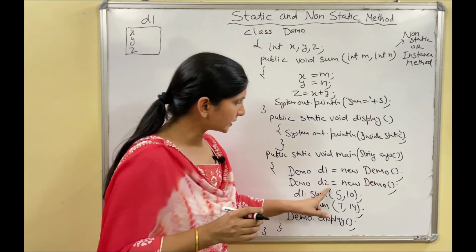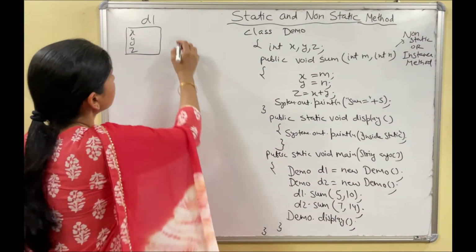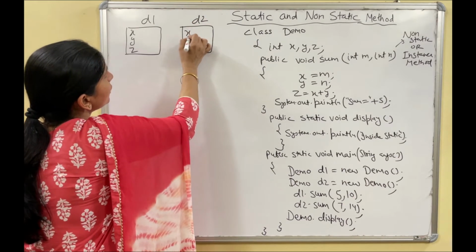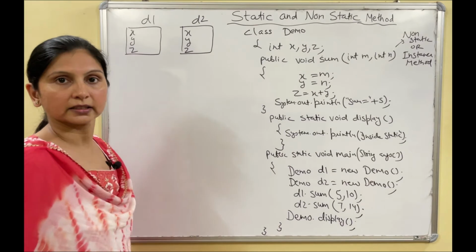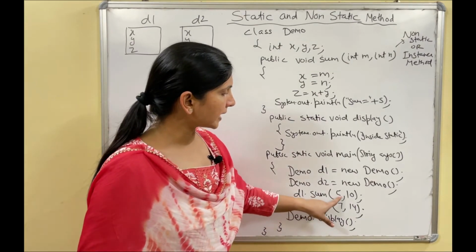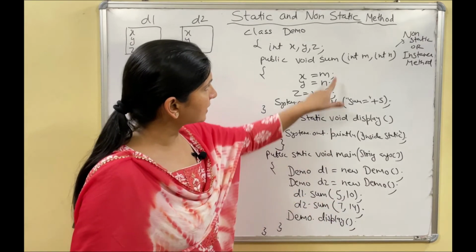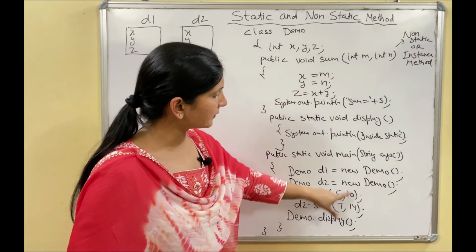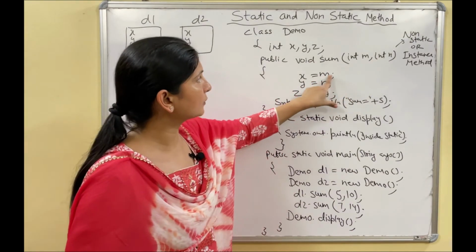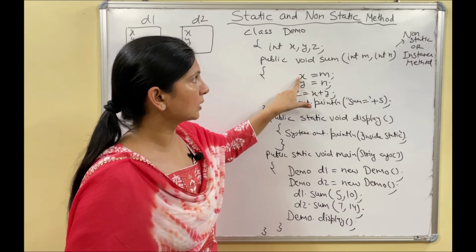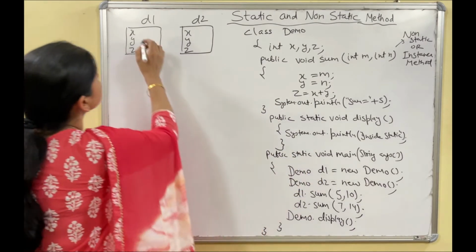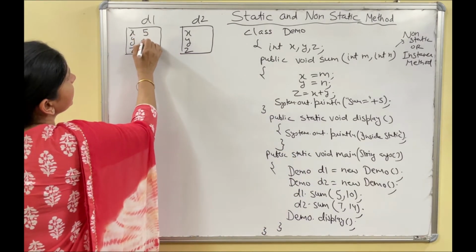Next step, demo d2 equals new demo. So again d2 will get the memory space with its own copy of x, y, z, right? Then we have given d1.sum(5, 10). So it will invoke this method sum. We are passing values 5, 10. So what will be the value of m? 5. What will be the value of n? 10. And then we have assigned them into x, y. So what is x? 5 and y is 10. So with object d1, x will be 5 and y will be 10.